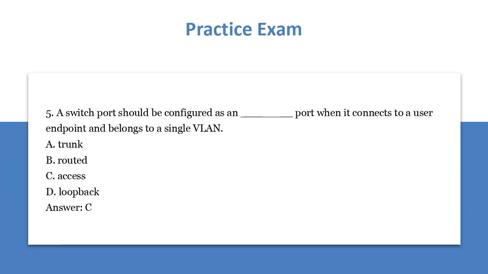5. A switch port should be configured as blank port when it connects to a user endpoint and belongs to a single VLAN. A. Trunk. B. Routed. C. Access. D. Loopback. Answer: C.